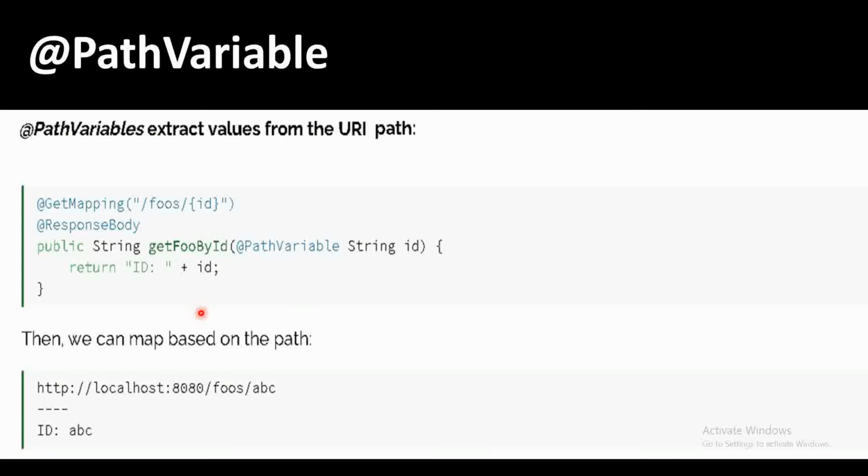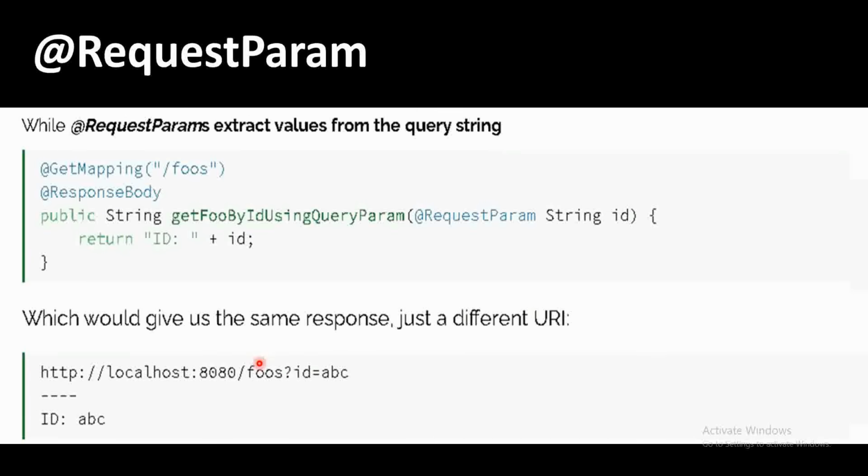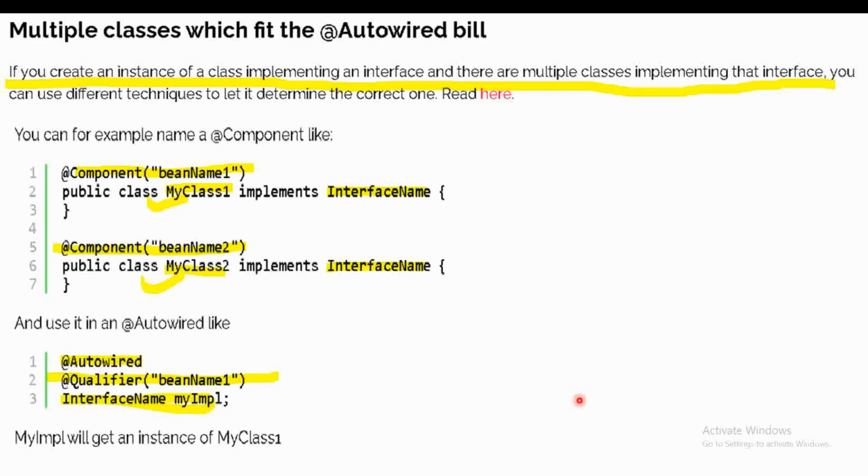Then the @PathVariable is used to extract data from the URL, that is, after the slash. We have seen the example as well. Then the @RequestParam is used to retrieve query parameters, anything after the question mark in the URL. Both are used to extract data from the URL.